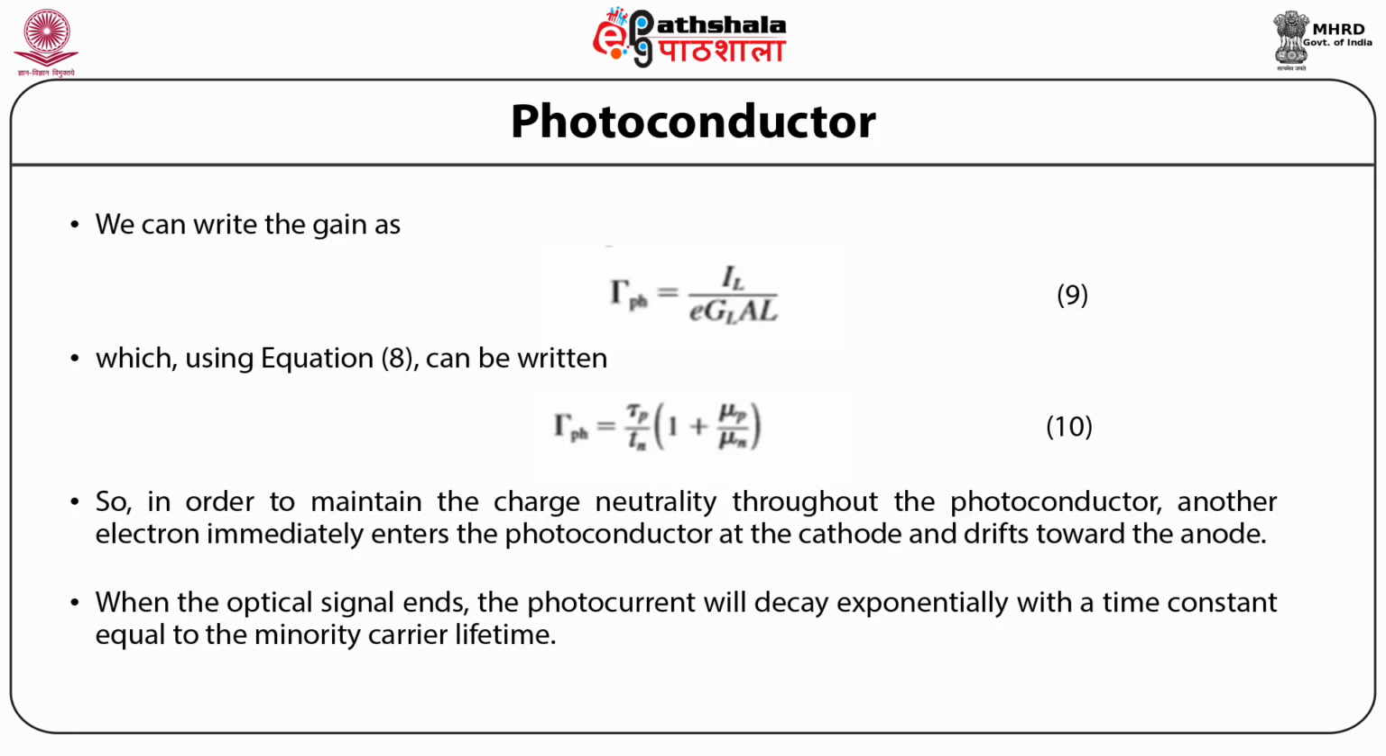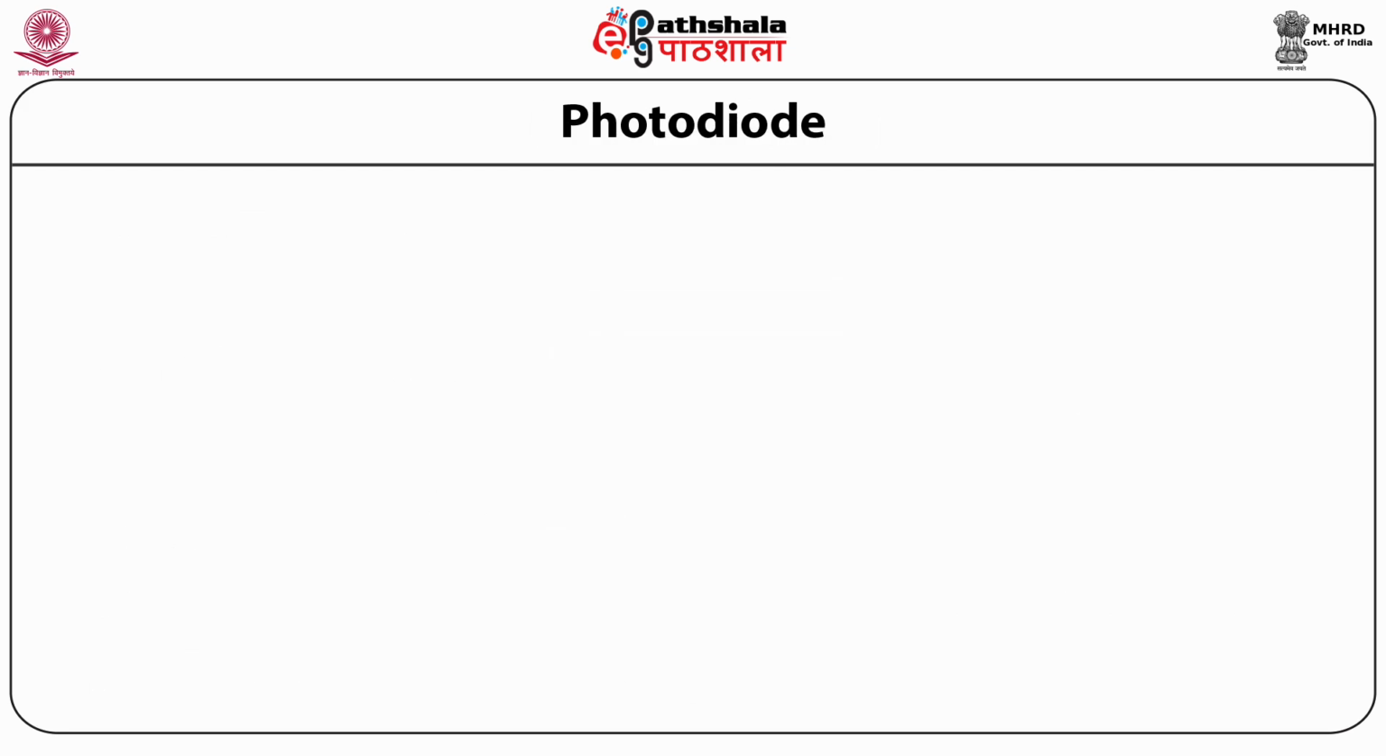From the photoconductor gain expression, we would like a large minority carrier lifetime, but the switching speed is enhanced by a small minority carrier lifetime. So there is obviously a trade-off between the gain and the speed. In general, the performance of a photodiode is superior to that of the photoconductor. Let us now discuss a photodiode.